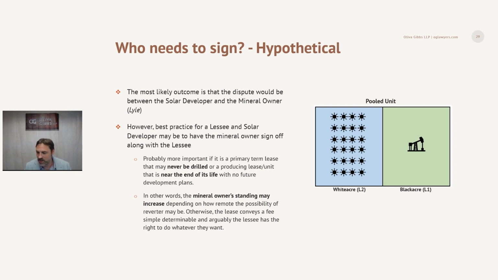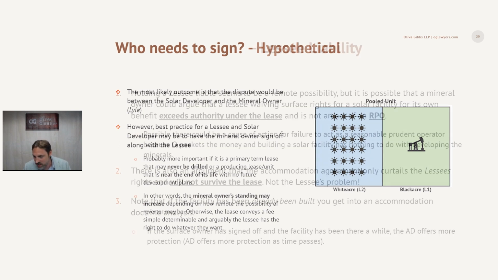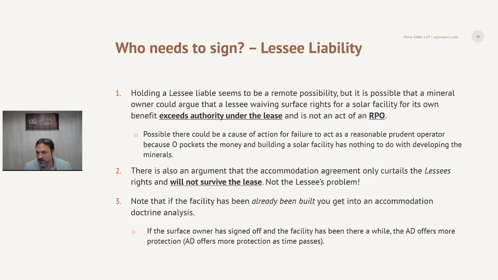And the point here is that a mineral owner's standing to challenge a lessee's signature may increase depending on how remote the possibility of their reverter may be. Otherwise, the lease conveys a fee simple determinable, and arguably the lessee has the right to do whatever they want.